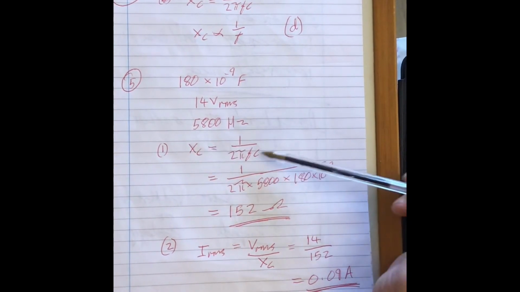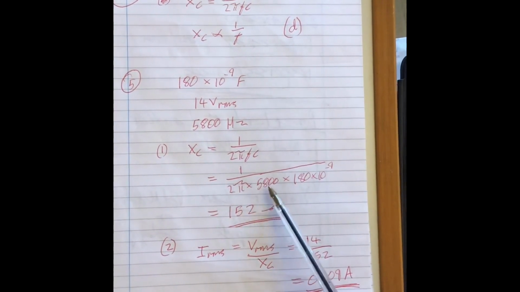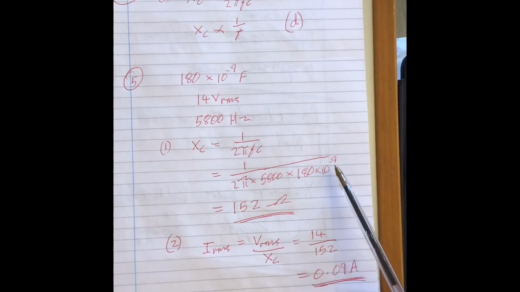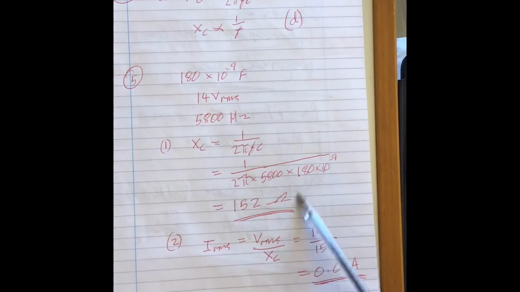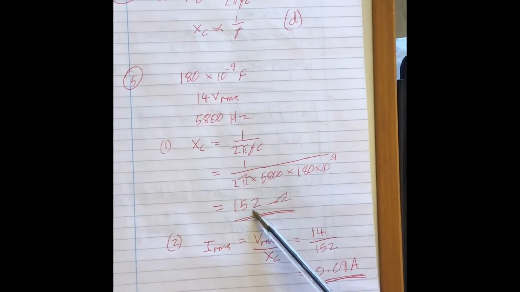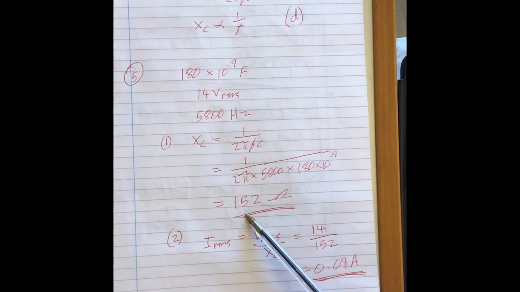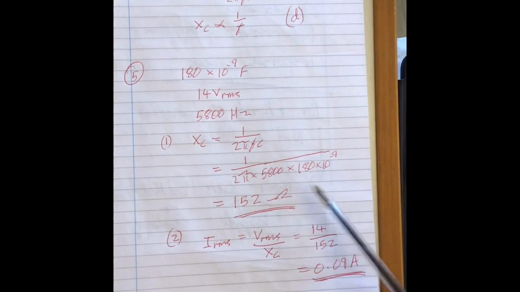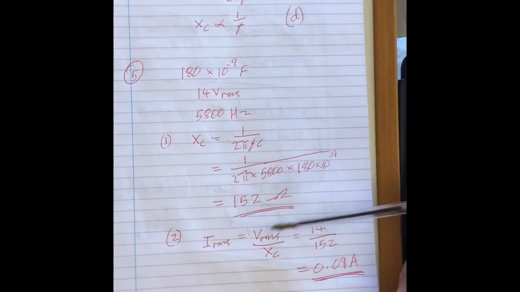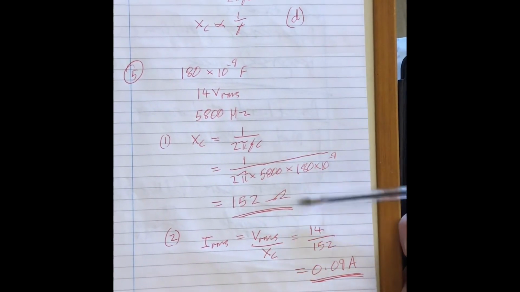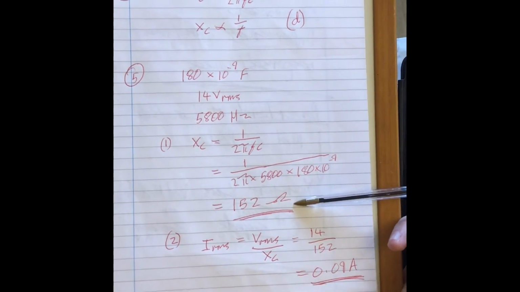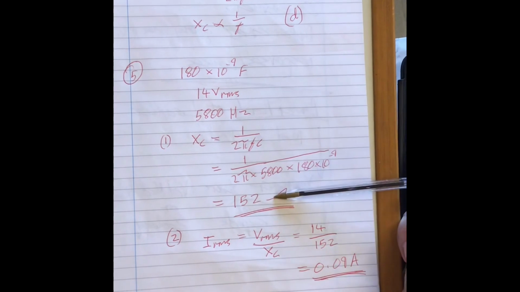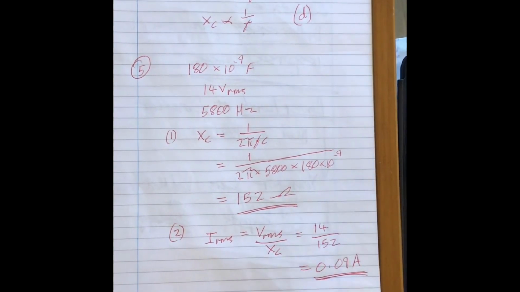XC equals 1 over 2 pi fC: 1 over 2 pi times 5,800 for the frequency, times 180 times 10 to the minus 9 for the capacitance, gives us a capacitive reactance of 152 ohms, which is what we were asked to work out. If we had been asked to work out the impedance, we would have to look at the question and see if there was a resistance or an inductive reactance to be brought into the equation, but there isn't in this case, so we just work out the capacitive reactance as asked, and that's that part done.